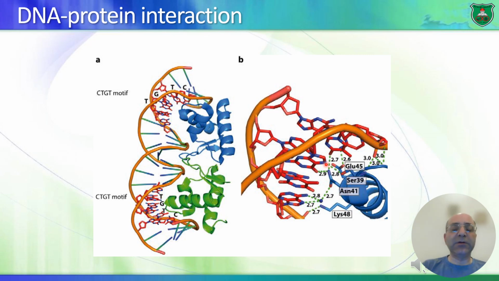So overall, proteins do not randomly interact with DNA. Rather, they recognize specific DNA sequences, that is, the order of nucleotides within a DNA strand, a DNA molecule, and the interaction between these bases and the amino acids are quite specific. So remember that when we talk about DNA protein interaction.